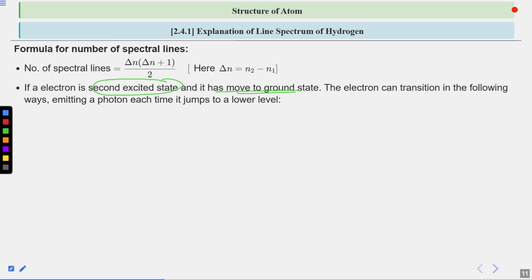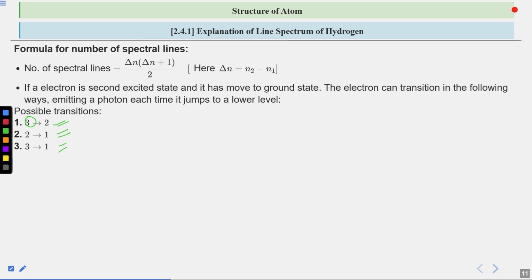But in this process, there can be multiple transitions. The first transition may be possible, that if it is in the second excited state, it can come to the first excited state, which is 2. So from 3 it can come to 2. The second possibility is, if it is coming from 3 to 2, then it can come from 2 to 1. It is very obvious because it has to finally come to the ground state. What is the third possibility? That it can directly come from 3 to 1. So these are the 3 possibilities. So what is the number of spectral lines? It would be 3.